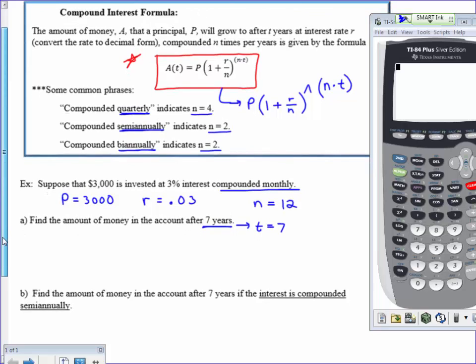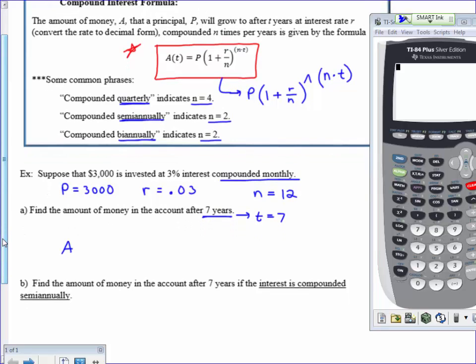So the proper notation for this would be the amount of money in the account after 7 years equals $3,000 times 1 plus 0.03 divided by 12. And then on the calculator, you're going to have to do raised, and then make sure that you put your exponent in parentheses, and this is n times t, so 12 times 7. Okay, let's go ahead and do that on our calculator and see what result we get.